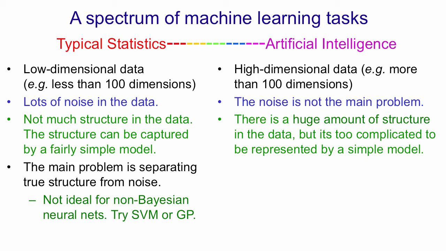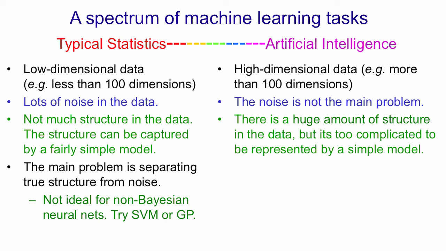This can be done by a Bayesian neural net pretty well, but for typical non-Bayesian neural nets, it's not the kind of problem they're good at. And so for problems like that, it makes sense to try a support vector machine, or a method called a Gaussian process if you're doing regression, which I'll talk about briefly later.